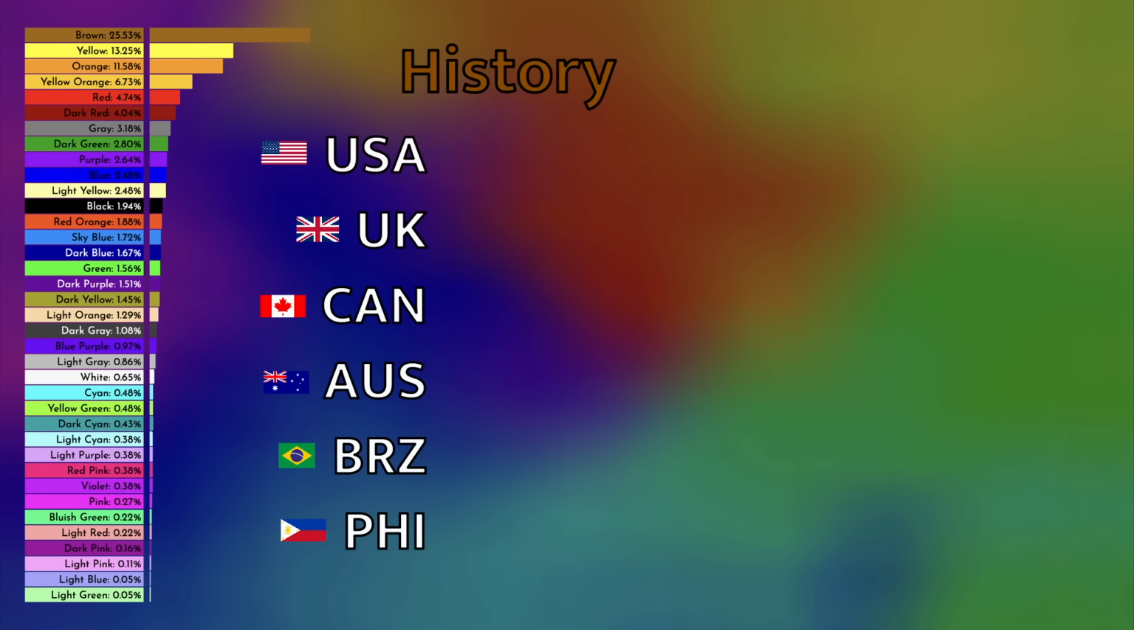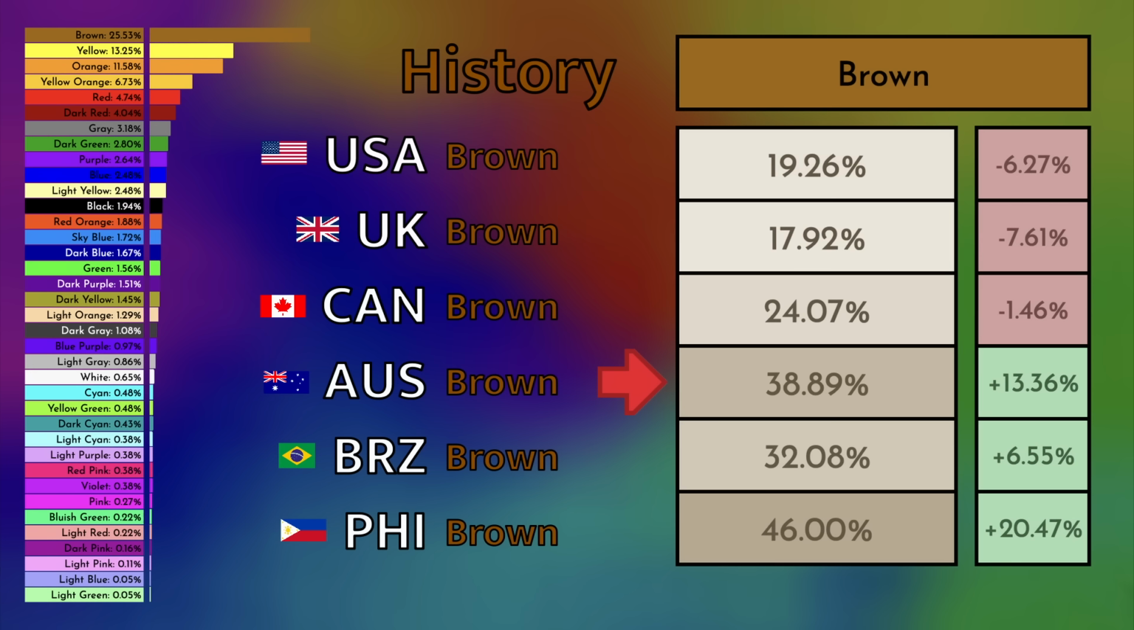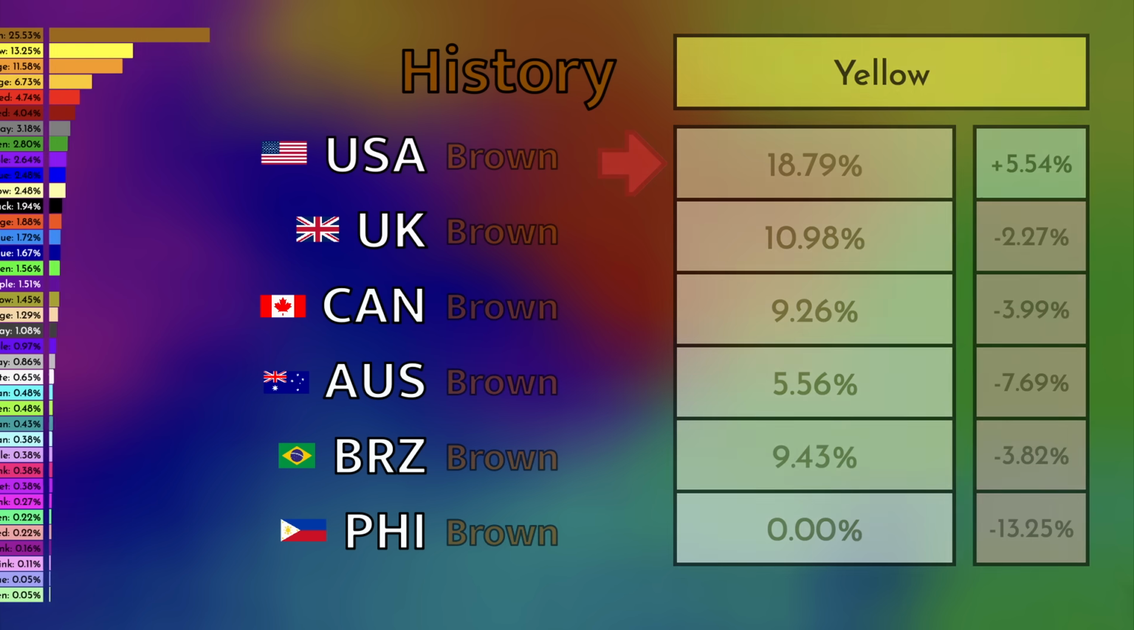History was the singular subject that was unanimously chosen as one color across the board, with every single country having a majority on brown. Australia and the Philippines were especially heavy on choosing brown for history, more than any of the other countries, whereas the United States actually very nearly had yellow takeover as the number one choice for history.